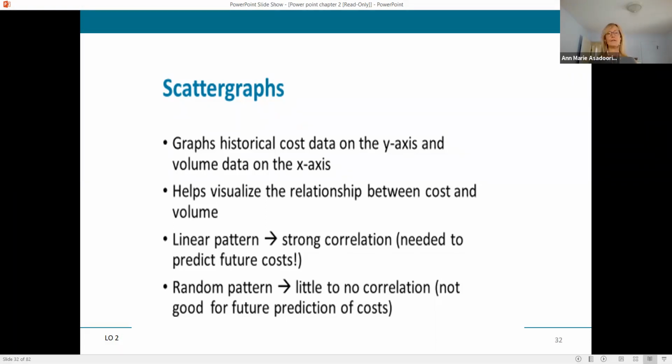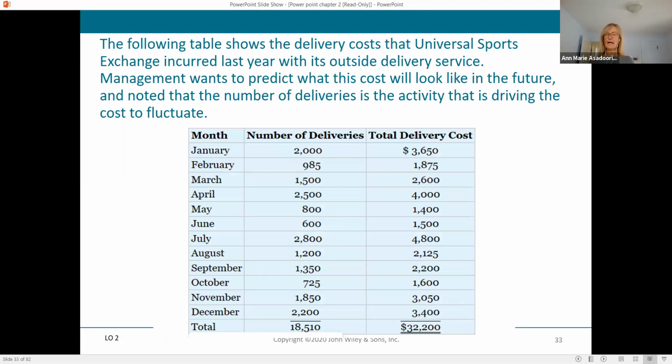Okay. So this is the data I gave you last class. This is the data in your textbook. This is Universal Sports. This is the retail company that sells sports clothing. And what you're looking at here is their delivery cost. Their delivery cost is a mixed cost. It has both a fixed and a variable portion.